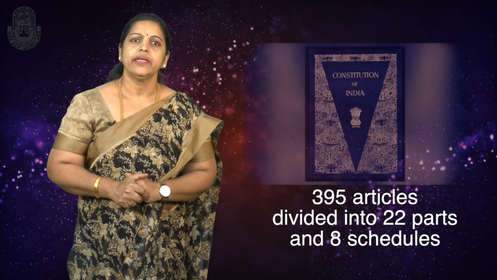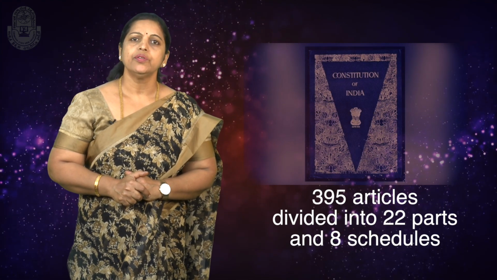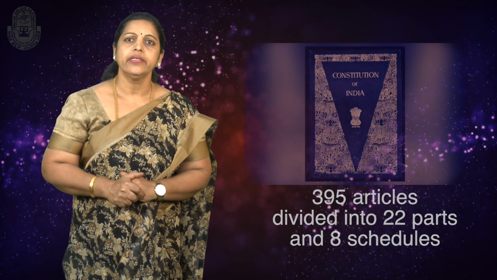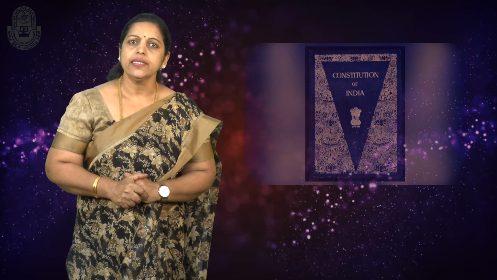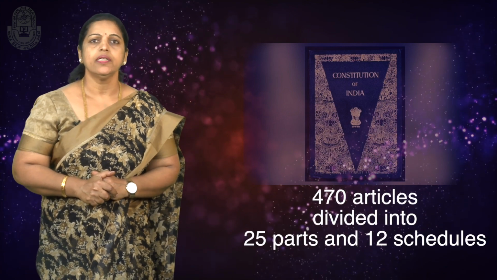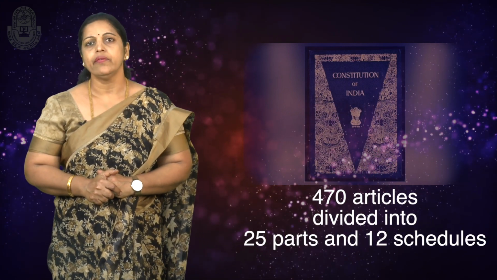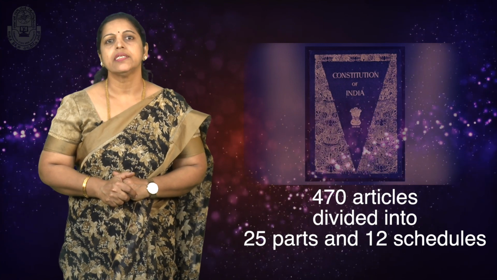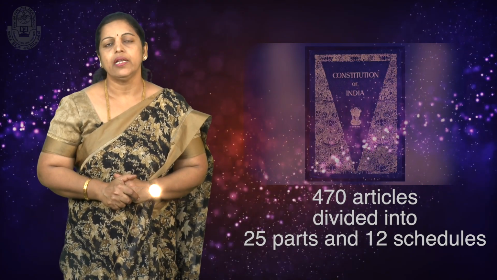The first one is that the Constitution of India is one of the lengthiest constitutions in the world. The Constitution of USA has 7 articles, whereas the Indian Constitution at the time of commencement contained 395 articles divided into 22 parts and 8 schedules. Now it consists of a total of 470 articles divided into 25 parts and it consists of 12 schedules.